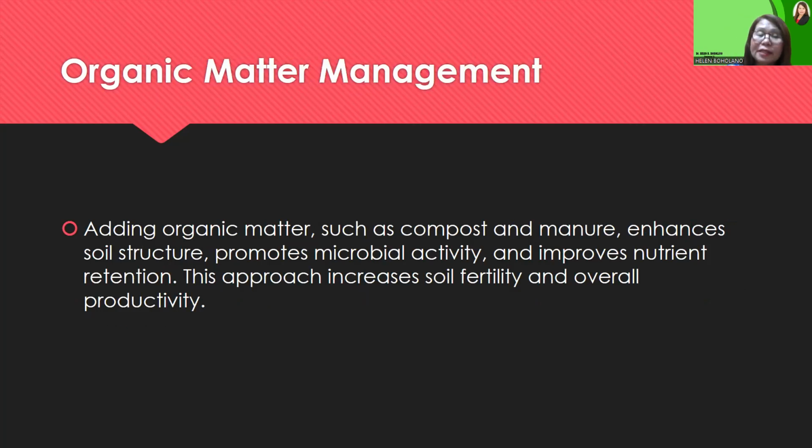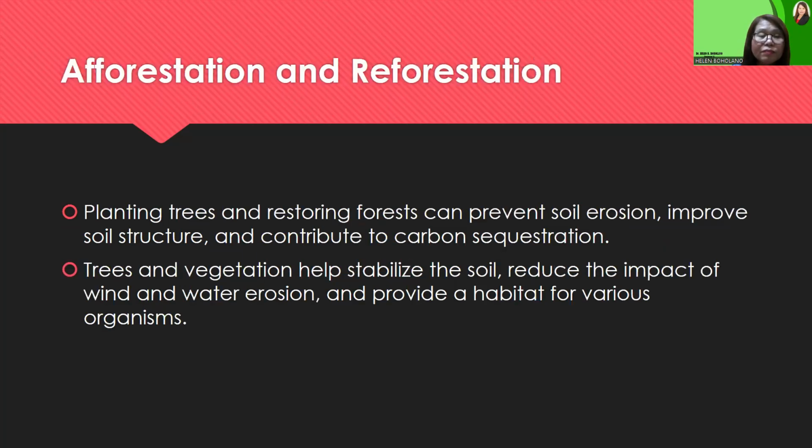Then organic matter management. So we also need to manage the organic matter, such as compost and manure, no? It enhances soil structure, promotes microbial activity, and improves nutrient retention. This approach increases soil fertility and overall productivity. So the animal manure can help us, no, make our soil fertile.